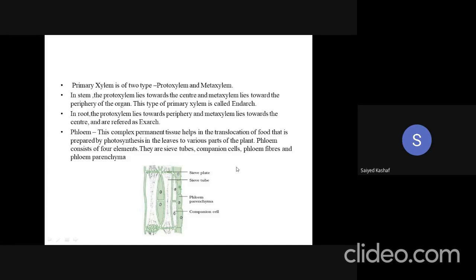Okay. This complex permanent tissue helps in the translocation of food that is prepared by photosynthesis in the leaves to the various parts of the plant. And this phloem consists of four elements that are sieve tubes, companion cells, phloem fibers, and phloem parenchyma. So you can see the sieve tubes.